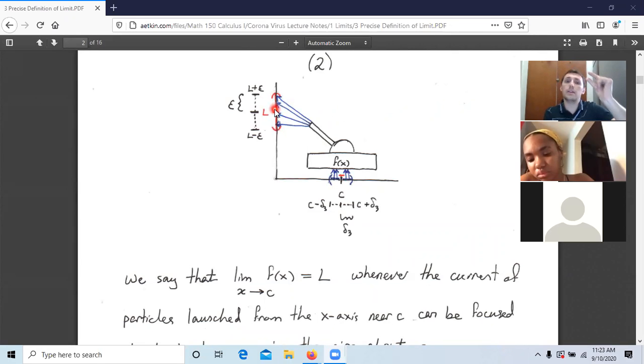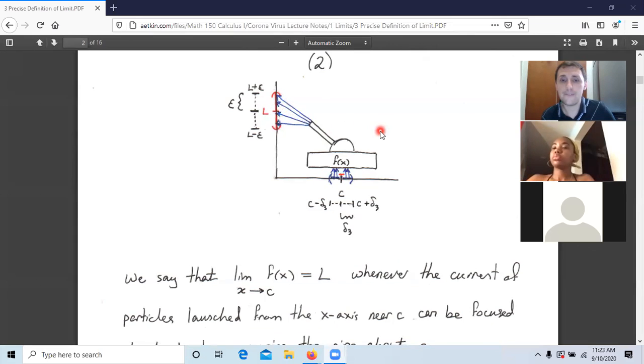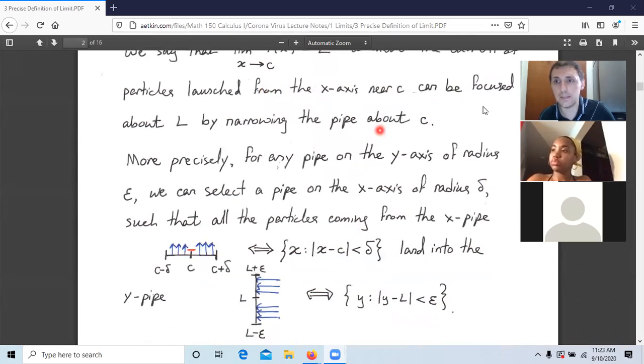that proves that the current can be focused around L. I hope you understand this idea. It's very simple, right? Once you see a picture of it, it should be very simple.